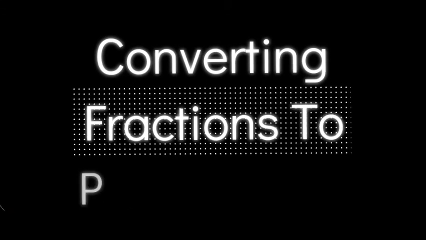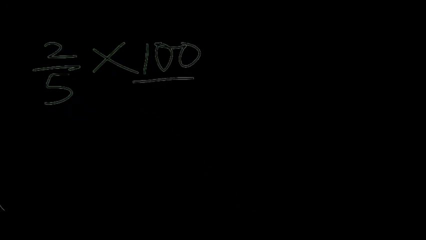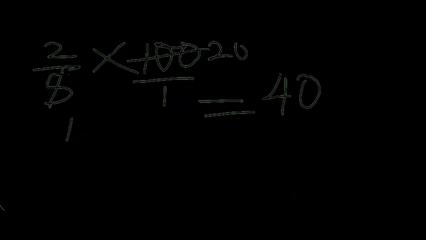Converting fractions to percentages. To convert fractions to percentages, you multiply by 100. For example, you have 2 over 5 also to be converted to a percentage. All you need to do is to multiply by 100. That is over 1. So 5 here 1, 5 here 20. So 2 times 20 is 40%. You just converted the fraction 2 over 5 to a percentage.